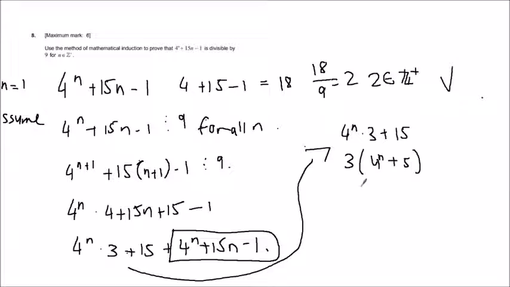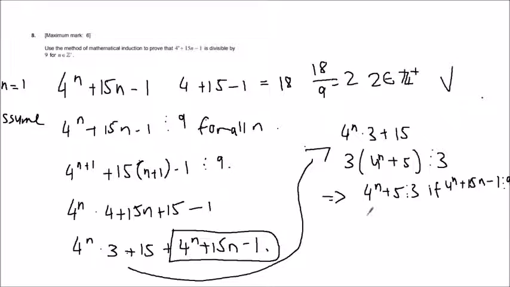And I know that this is divisible by 3. So 4 to the n plus 5 has to be divisible by 3 if 4 to the n plus 15n minus 1 is divisible by 9. We're going to use a second induction. This is, I don't think this is allowed, but it doesn't matter because I'm going to get all the points in this test anyways.